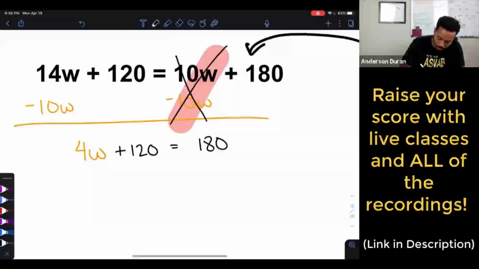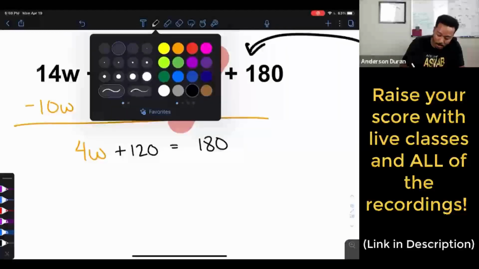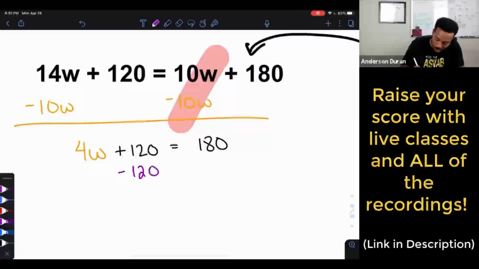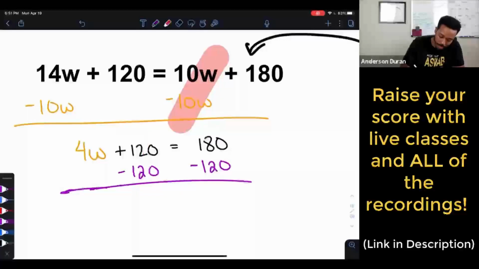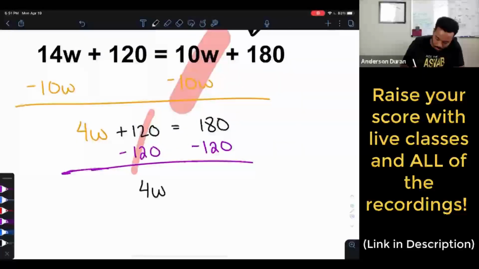Remember, this cancels out. So my next move will be what? Be very specific here in that chat box. Subtract 120 from both sides. There we go. Thank you for being specific. That's the kind of specificity that will get you that higher score every time, if you are disciplined enough to give the exact thing that you're supposed to be doing. Let me use the highlighter here. That's going to cancel out, and we're left with 4W. 180 minus 120 gives me 60.